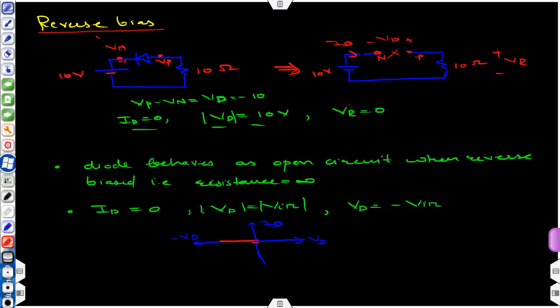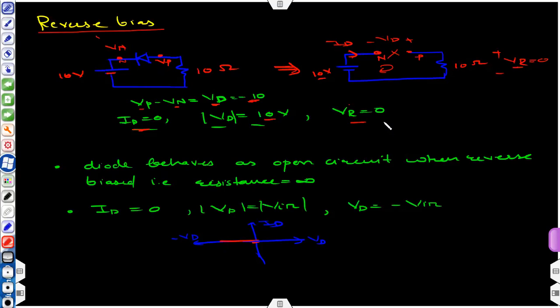Obviously ID will be equal to zero because the path is not continuous. And since ID is zero, VR will be equal to zero since no current is flowing. So zero current into R gives you zero. And VP minus VN is again VD. We always measure VD as the voltage drop across the diode. So that will be minus 10 volt. You can apply KVL. So VP minus VN will give you minus 10 volt. So the magnitude of VD will be equal to the external voltage, and ID is zero and VR is zero.